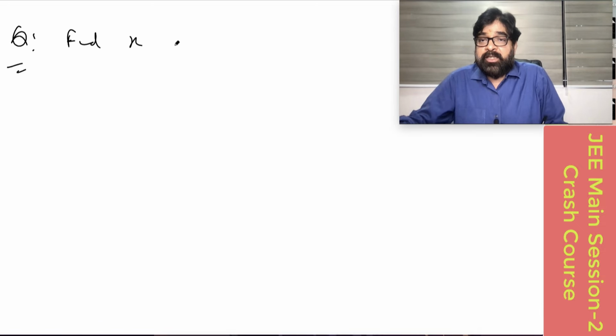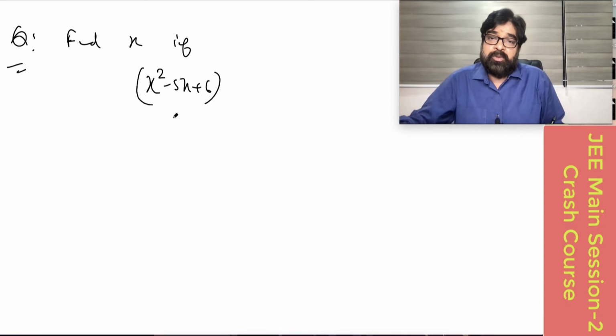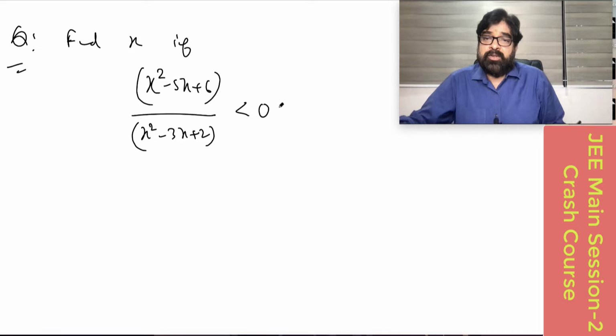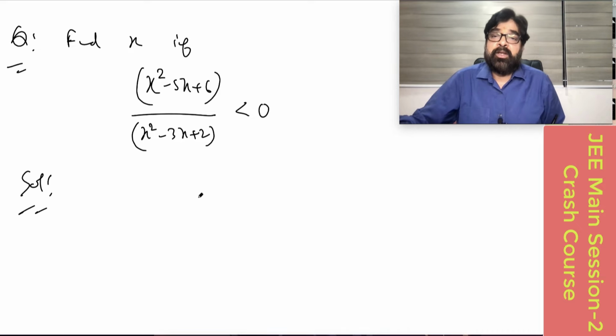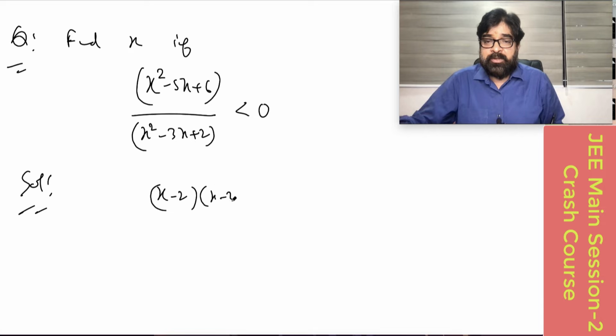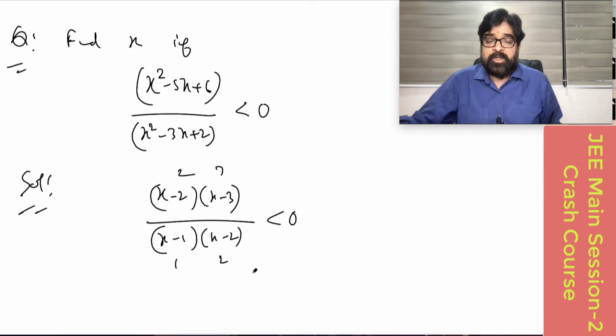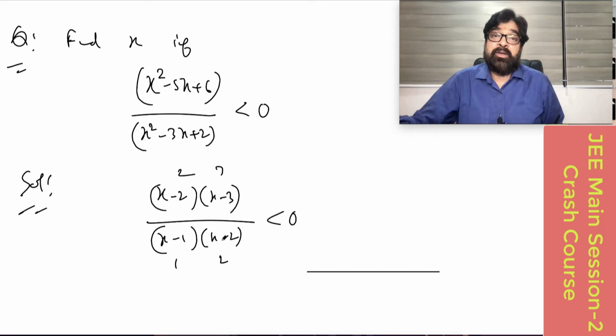Suppose the question comes: find x if x square minus 5x plus 6 divided by x square minus 3x plus 2 is less than 0 this time. Only less than 0. So, breaking into linear factors: x minus 2, x minus 3, over x minus 1, x minus 2, less than 0. Critical points 2, 3, 1, 2. Plot in increasing order. Don't cancel. Sir, why not cancel? You cannot cancel because you don't know whether it's 0 or not. So please, any quantity which may be 0, do not try to cancel it. Otherwise, you will lose one of the solutions.